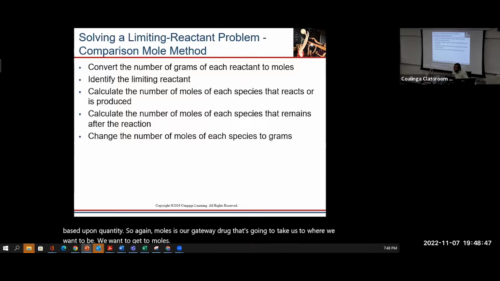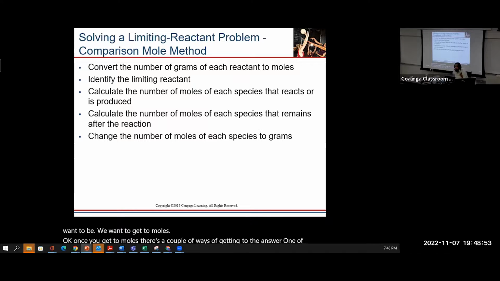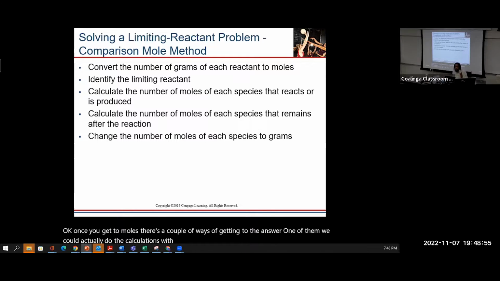Okay, once you get to moles, there's a couple of ways of getting to the answer. One of them, we can actually do the calculations with both of your reagents, because typically you're given two reagents, one of them has to be limiting, or they're going to end up being exactly the same. But by calculating the number of moles, you can figure out which one's limiting.